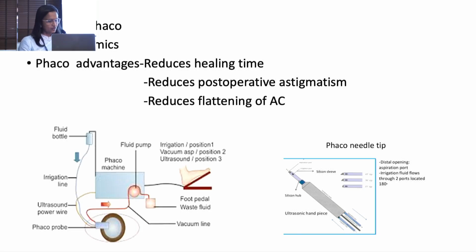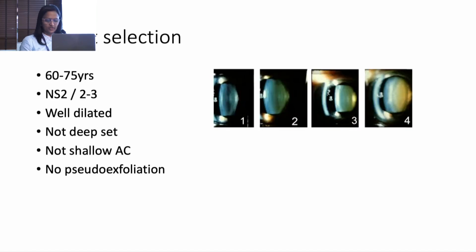So it has its own advantages and risks also. Patient selection has already been elaborated by Dr. Nilofer and Dr. Shobha. An ideal patient should be around 60 to 75. It's a rough estimate. The only thing I'd like to highlight is if it's an older patient, say 80 plus or so, if you assess it as an NS2 cataract on table, it might be NS3. And the zonules may not be as strong as you assessed on a slit lamp. So avoid such extremes of age.